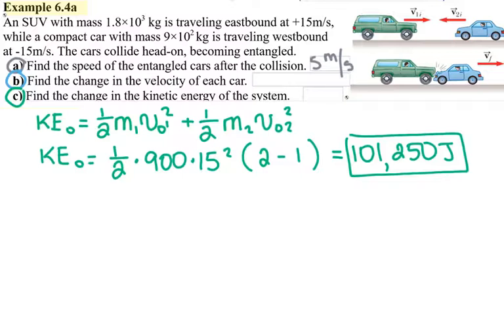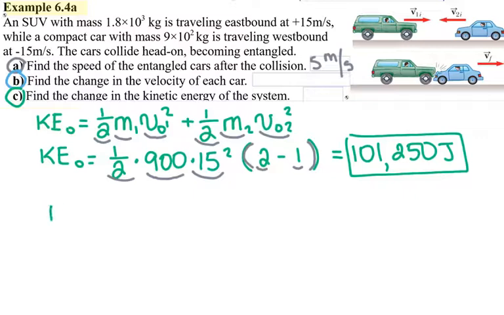101,250 joules. And I noticed that the masses were 1,800 and 900. So I took 900 out. So what's left is only 2 and 1. And both of them had 15 velocity before, squared. It doesn't matter whether one was negative, so I took 15 squared out, and both of them had 1/2, so I took 1/2 out of the parenthesis, and then I calculated my initial kinetic energy.